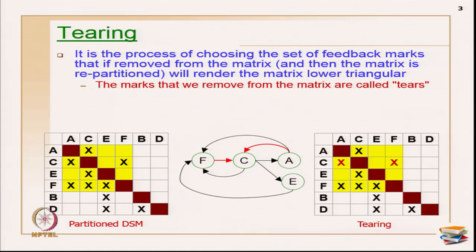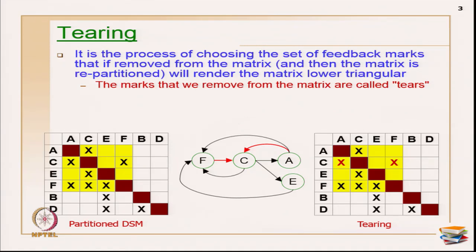Let us see. It is a process of choosing a set of feedback marks. Primarily, feedback is the name given to x marks which are above the diagonal, and feed forward marks are the name given to x marks which are below the diagonal. So if I take this example, all these x's are the feed forward marks, and these two are called feedback marks.